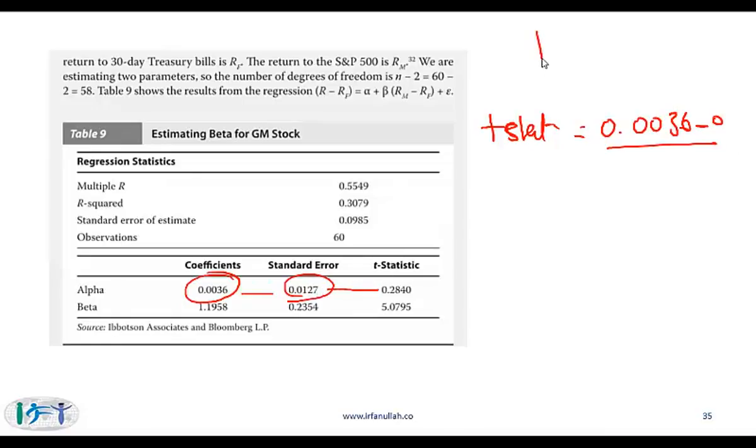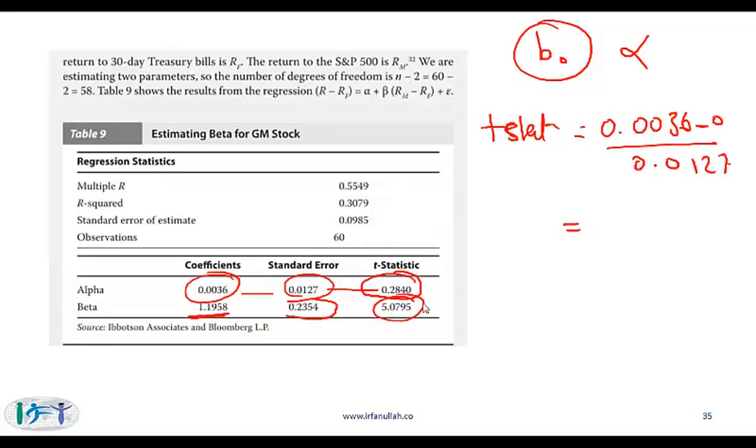This is the standard error associated with B0, which is also called alpha in this context. So you divide by 0.0127. When you do 0.0036 divided by 0.0127, what will you get? 0.28. How can you get the other t-stat? Same logic. You do 1.1958 minus 0, again the hypothesized value, divided by this standard error, and that will give you the t-stat.